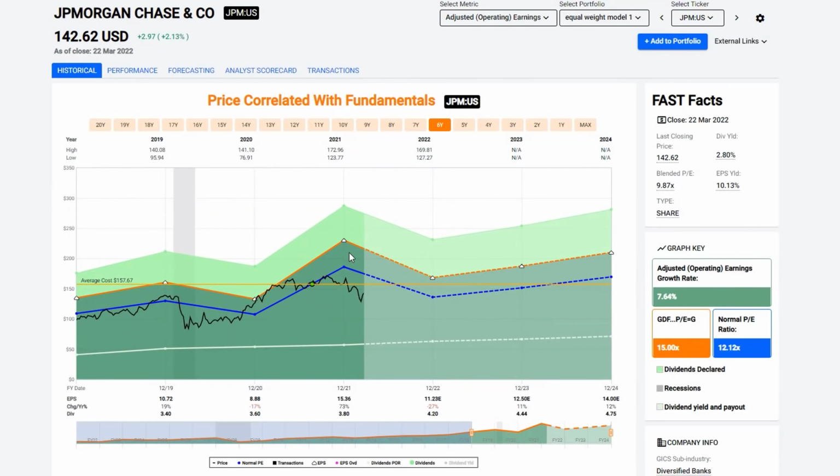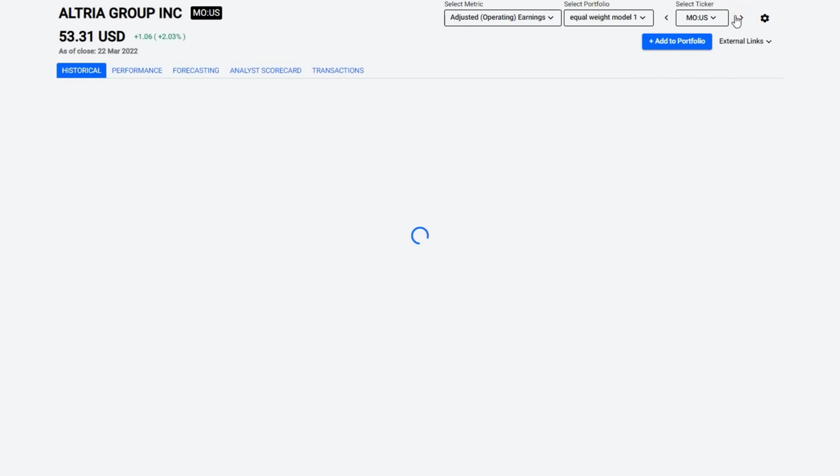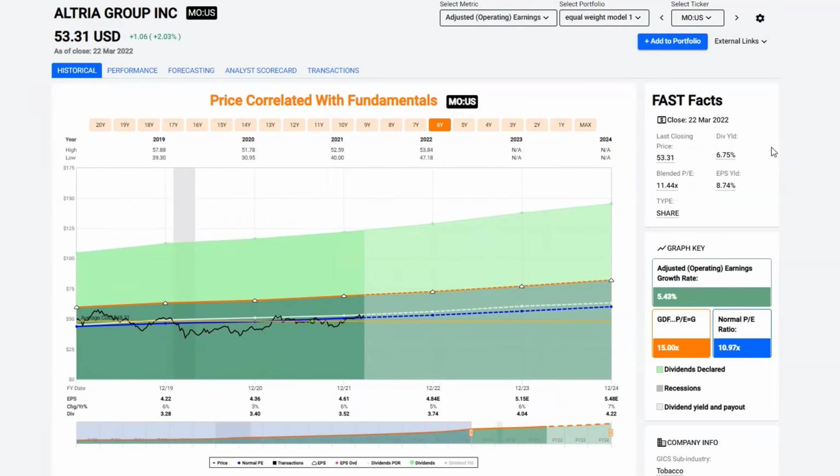JP Morgan has not performed very well from a standpoint of operating results, but the dividend has continued to grow. And the point is, we're looking at this stock out here for 2 or 3 years out. But you can see right now you'd be underwater on this one, but you did get a nice dividend income. If you were to sell it today, you'd be underwater.